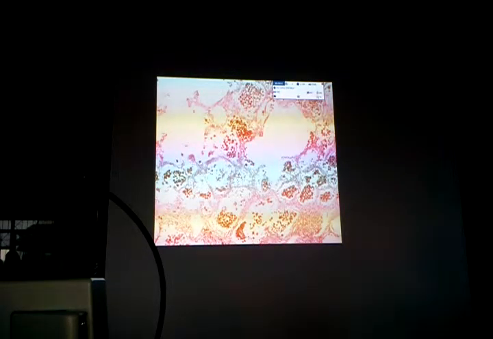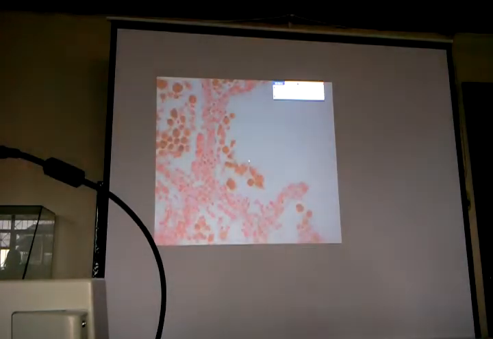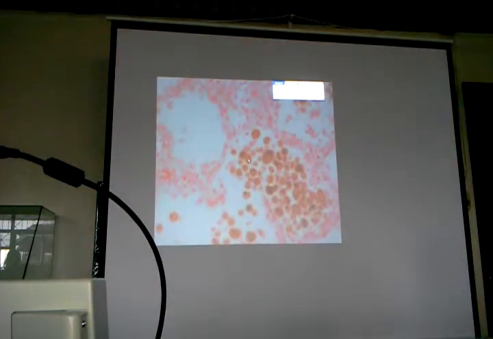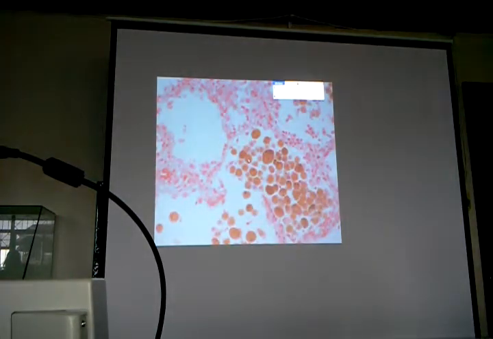Our next slide is already familiar to you. You have seen this already. Okay, the diagnosis is chronic passive congestion. How will you call those pointed cells? Heart failure cells or hemosiderin-laden macrophages. What is the source of hemosiderin here?